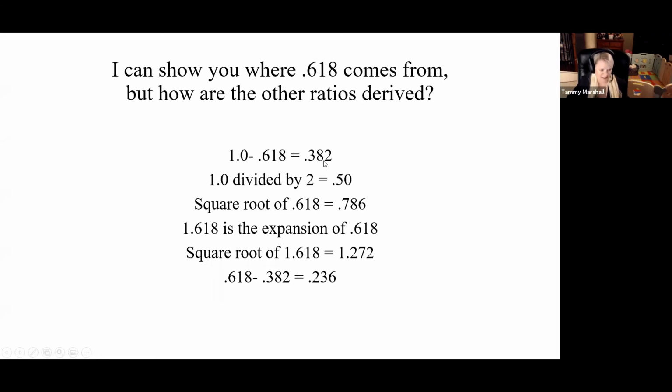1.0 minus 618 is 382. 1.0 divided by 2 is 50%. Square root of 618 is 786. 1618 is the expansion of 618. The square root of 1618 is 1272, and 618 minus 382 is 236.